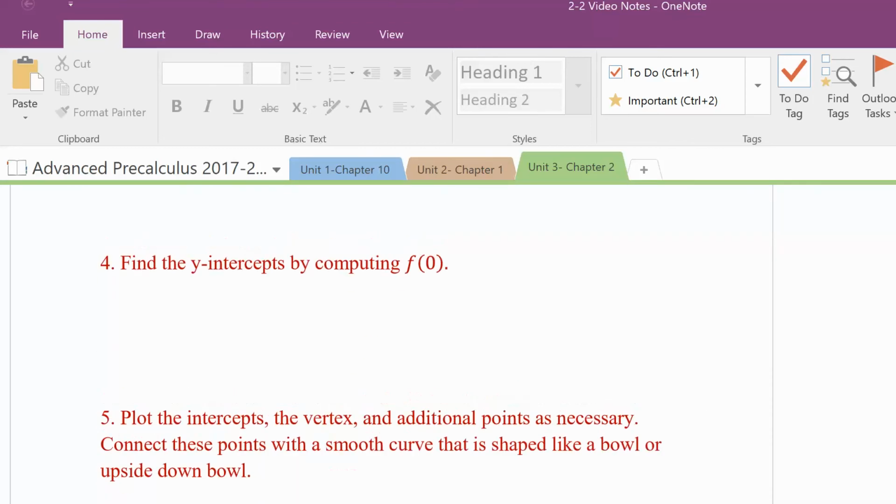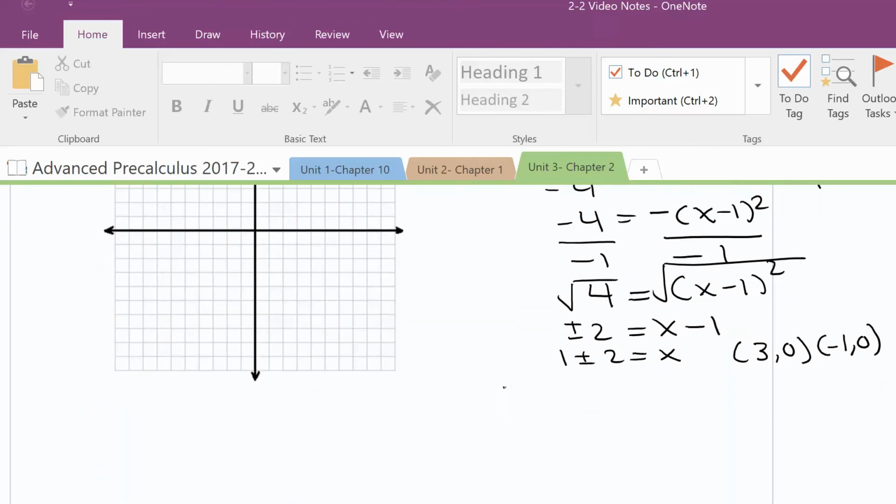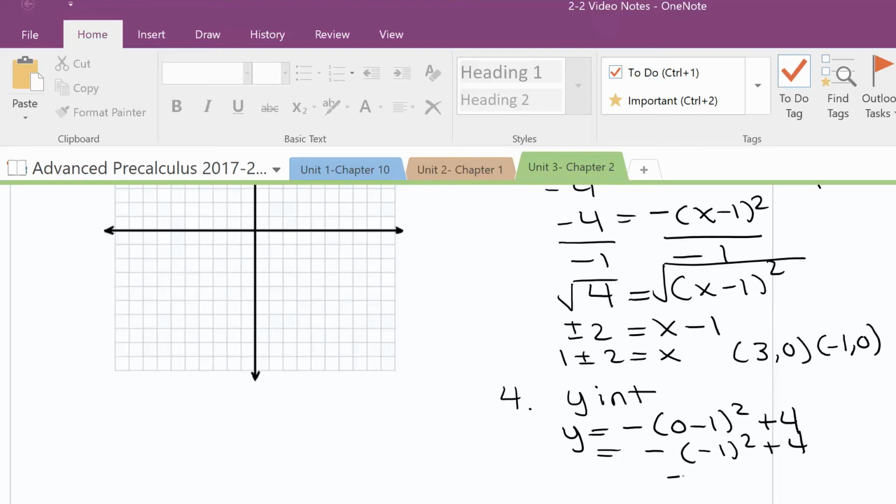So now, step 4 says find the y-intercept. So, I put 0 in for x. So I get the opposite of negative 1 squared plus 4. So the opposite of 1 plus 4 is 3. So the y-intercept is 0, 3.